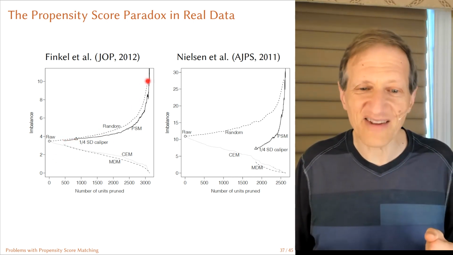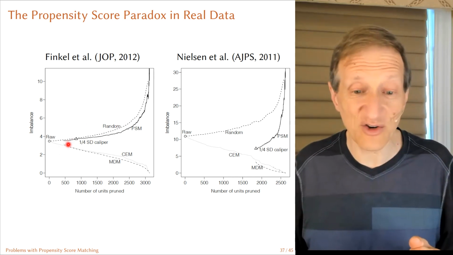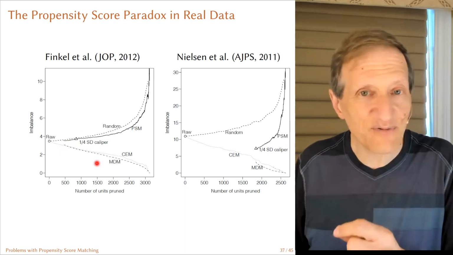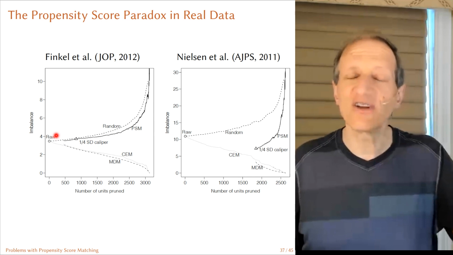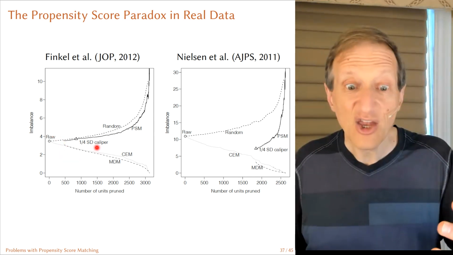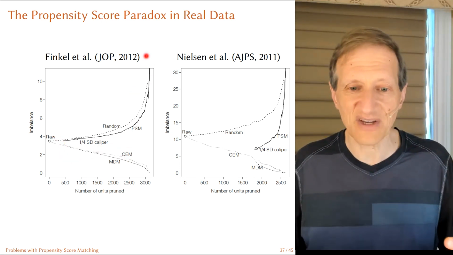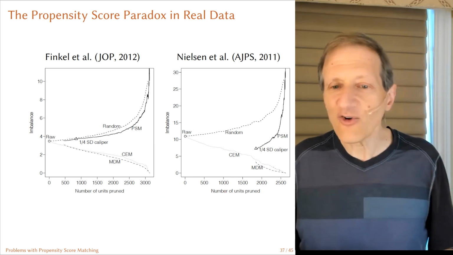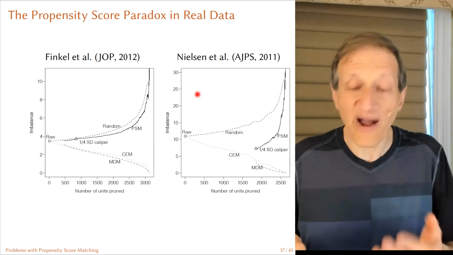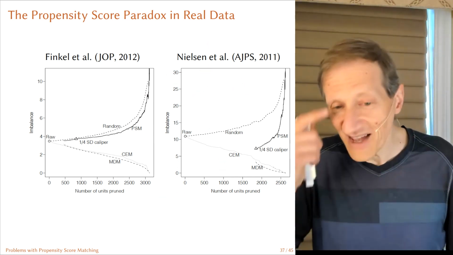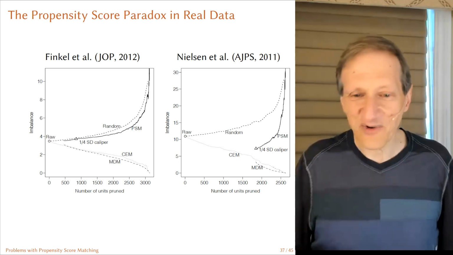It's slightly better than random matching, but it is not something you want to do, because as you delete observations, thereby increasing inefficiency, you're also increasing bias and increasing imbalance, which is completely nuts. It also works in this other paper by my co-author, Rich Nielsen, that he wrote before we figured all this out.